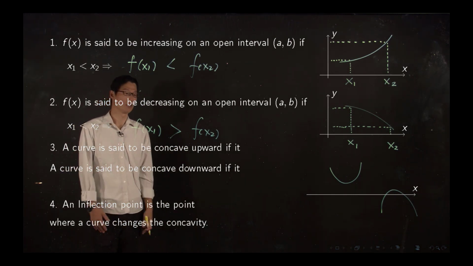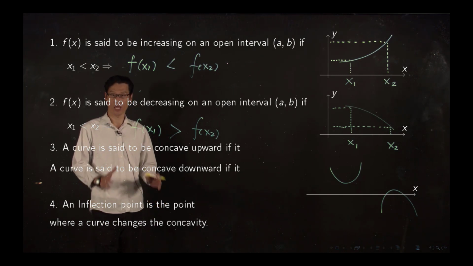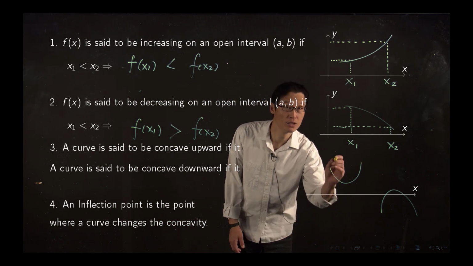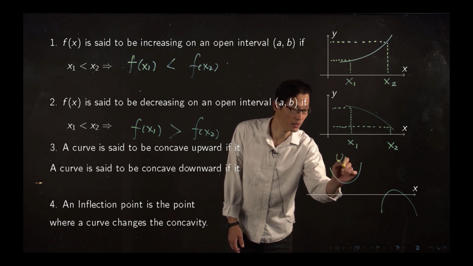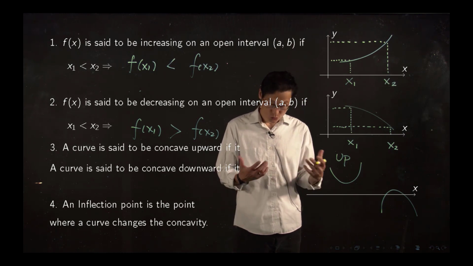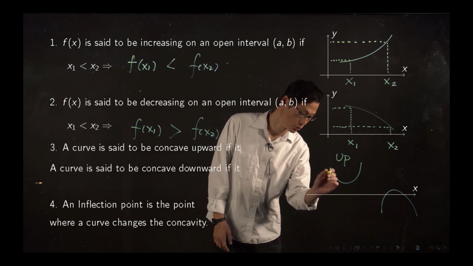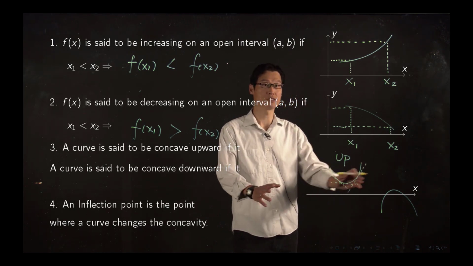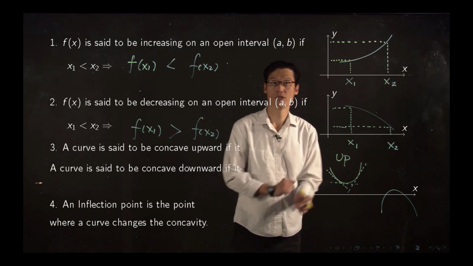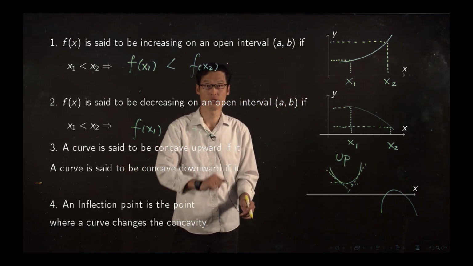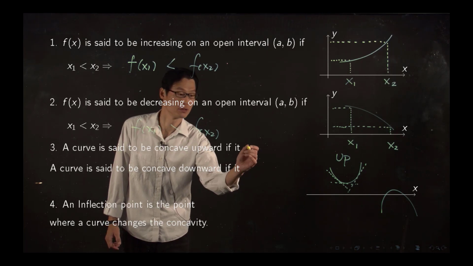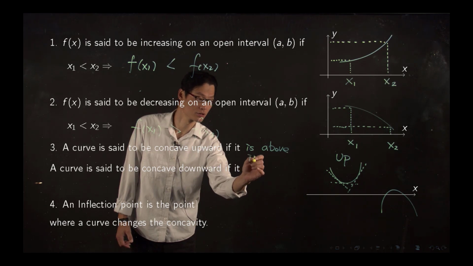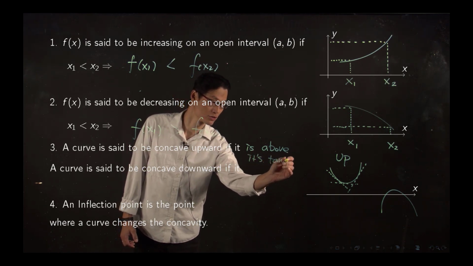Okay, for the concavity, well, you can use tangent lines. So we want to say this is concave up. Whenever you draw tangent lines, they are below this curve. So we say a curve is concave upward if it is above its tangents.